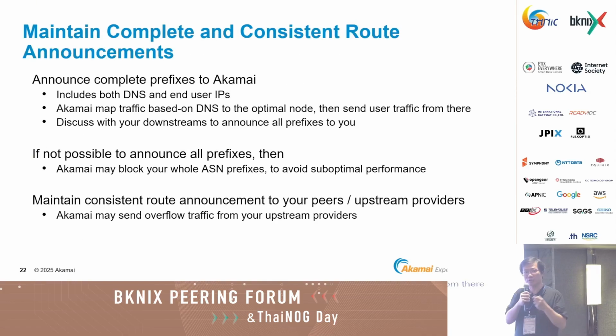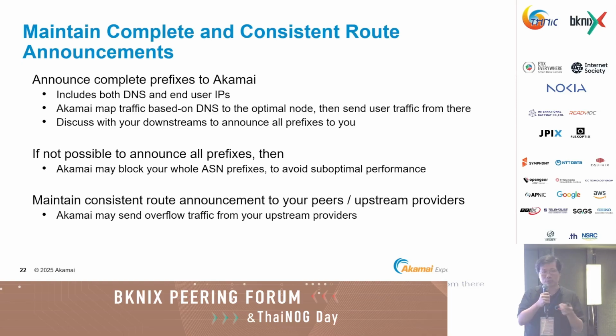The next step I would suggest, to have the most optimal Akamai traffic flow, is that if you're peering with us, you announce all your prefixes, including both DNS and end user, so that when we map your traffic based on DNS to one customer, if you don't send us a user prefix, your end user traffic may come from your transit link or a third party. So this is very difficult for us to control.